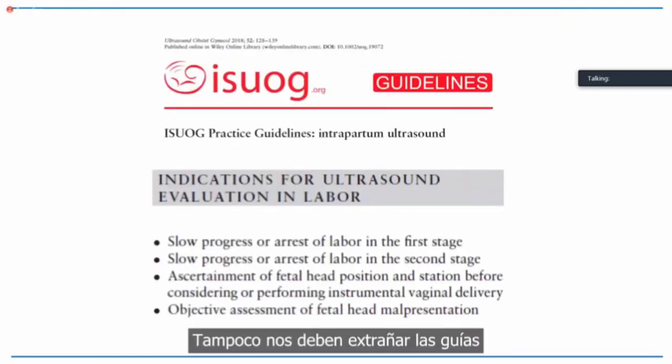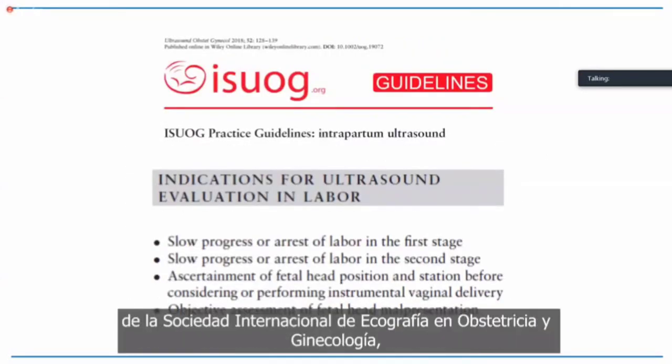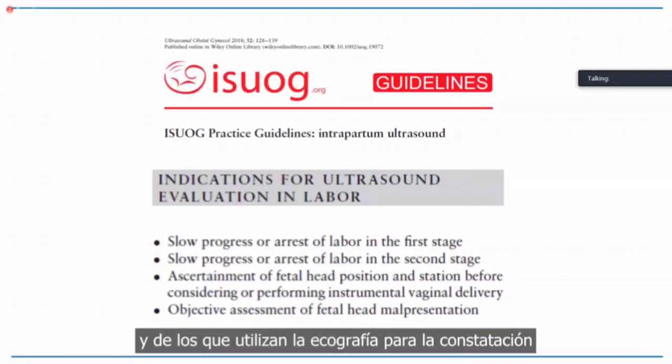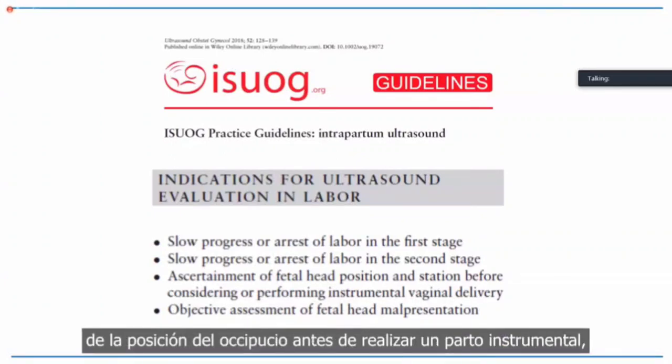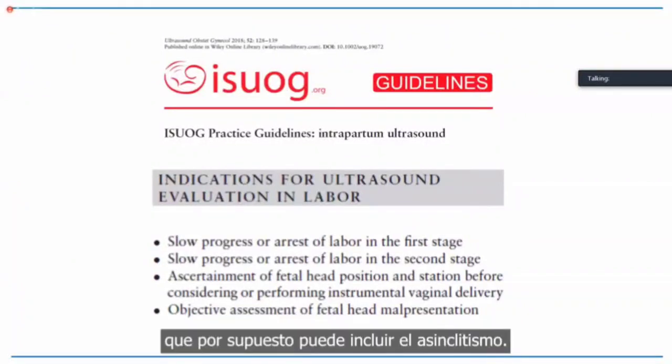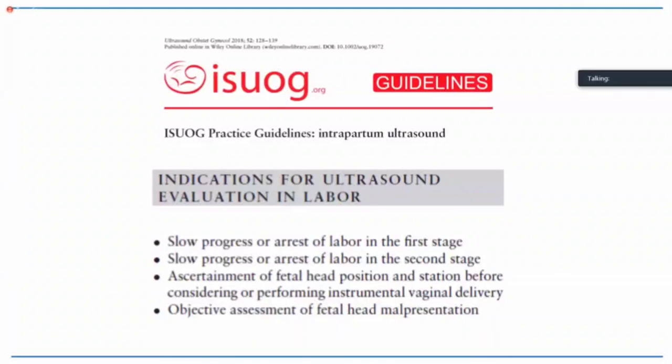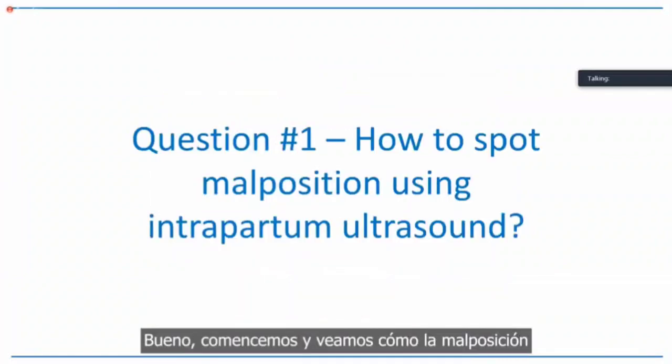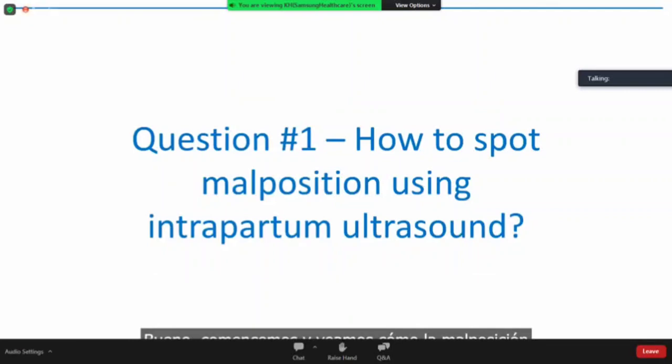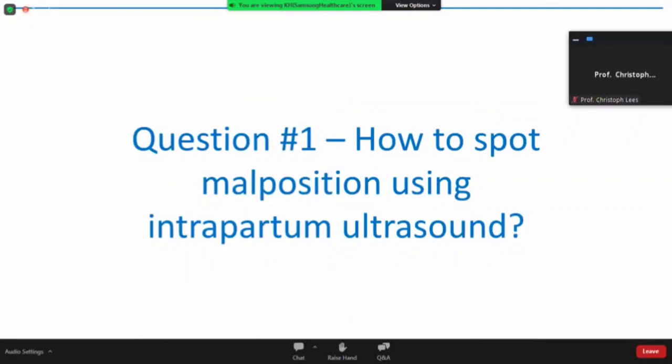It's also not surprising that the guidelines of the International Society of Ultrasound in Obstetrics and Gynecology endorse the use of ultrasound for the ascertainment of the occiput position prior to performing an instrumental delivery, and also for the objective assessment of malpresentation, which of course can include also asynclitism. So now let's get started and let's see how malposition can be spotted using intrapartum ultrasound.